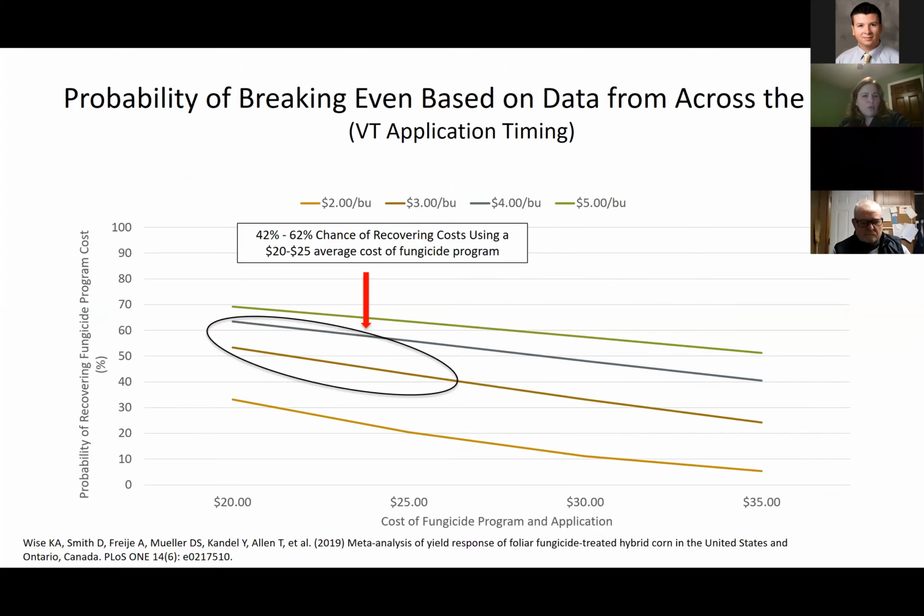our costs about 42 to 62% of the time. And this is just looking at that VT application. So that just gives you an idea. If you're just going to decide to spray fungicides no matter what disease is active, this is about the chances you'll get a return on putting that fungicide out there.